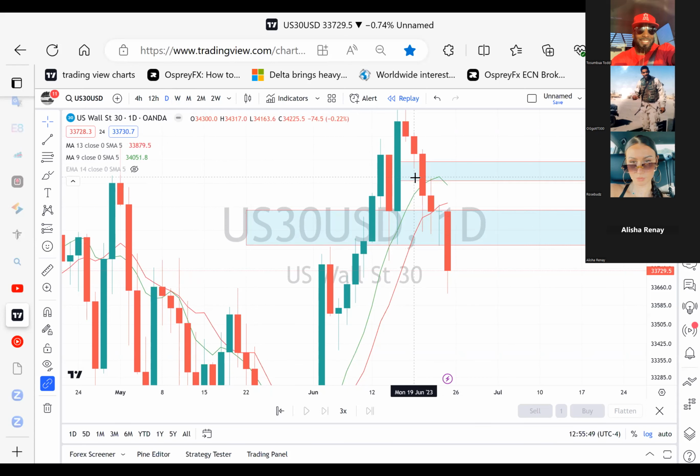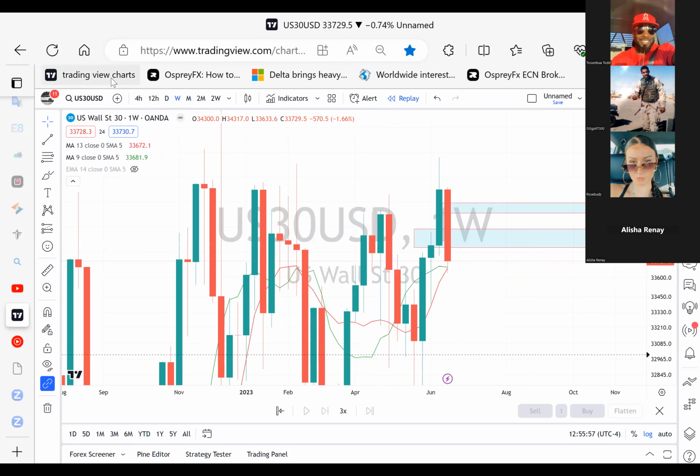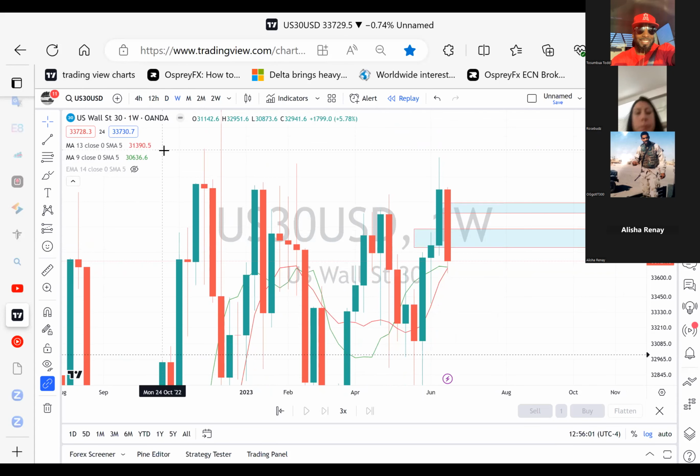This weekly has a ways to push up too. There's a bearish order block on the daily. I understand that. It's a bearish order block on the 4 hour too. It's visible on the daily.